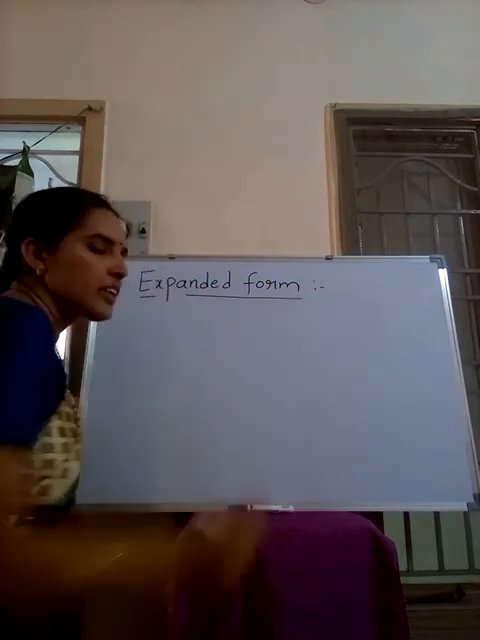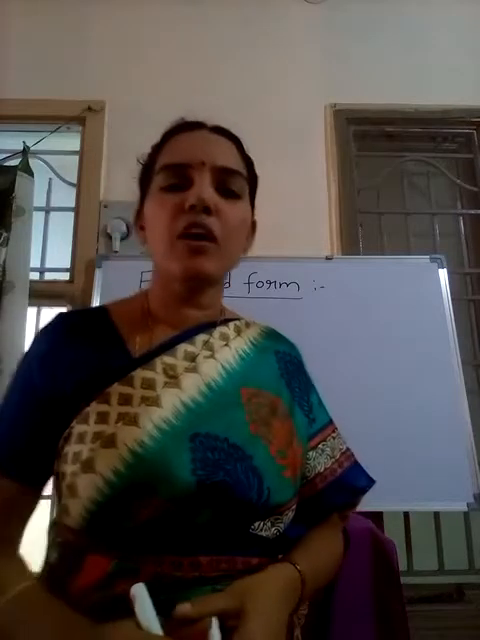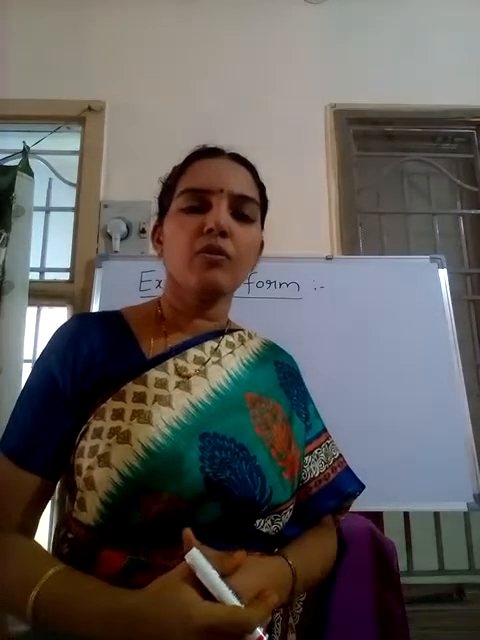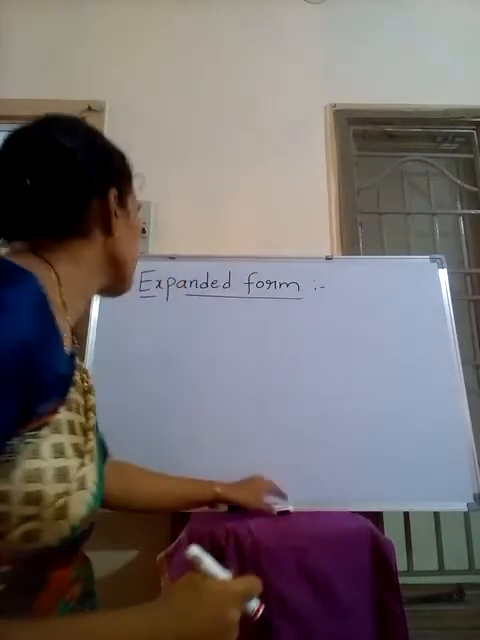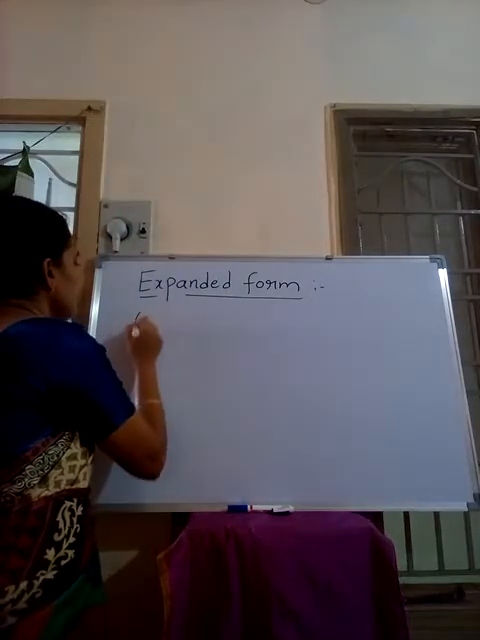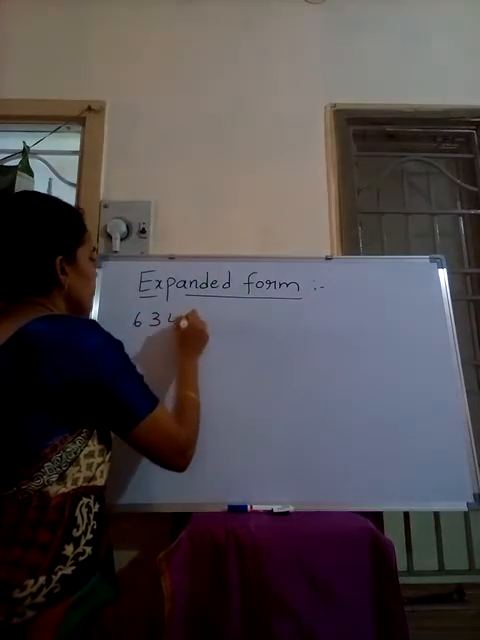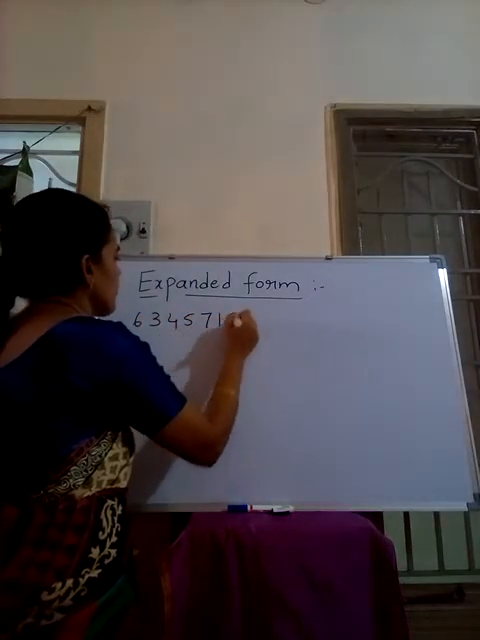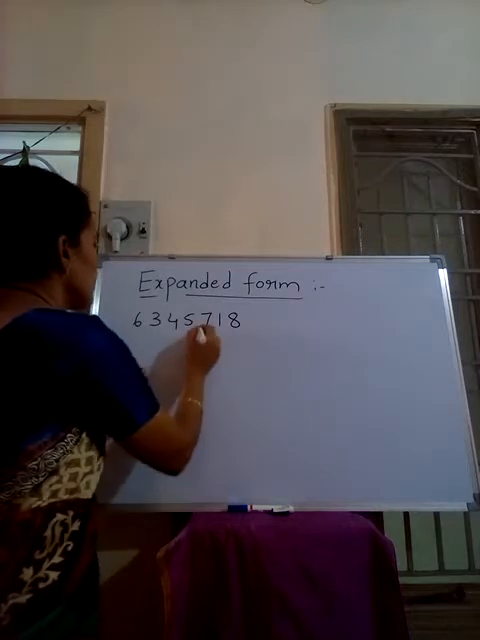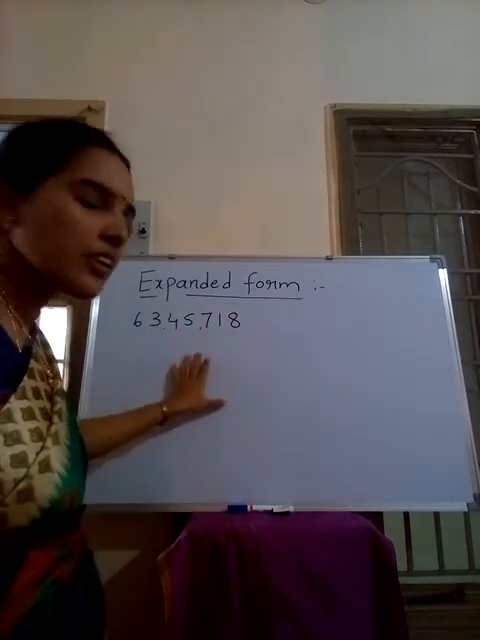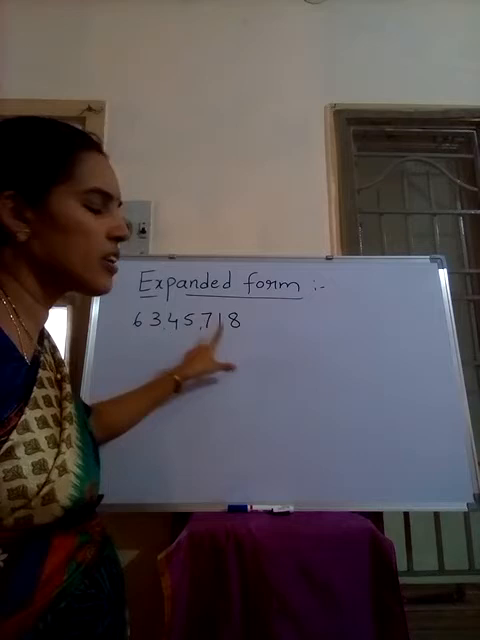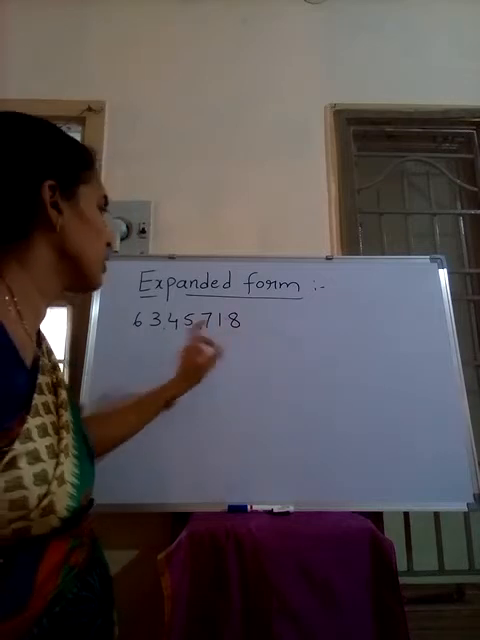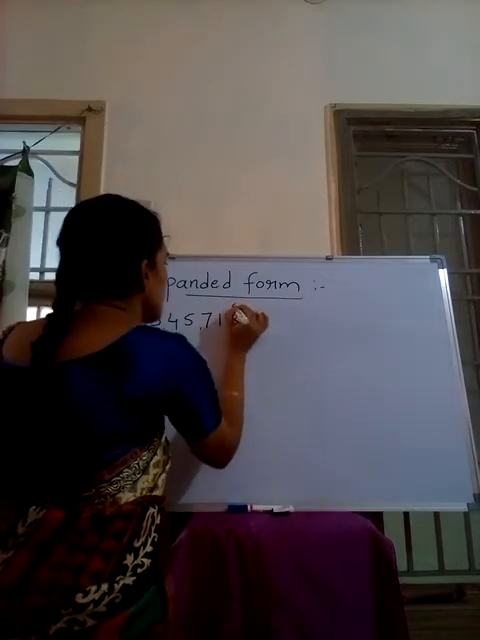Expanded form is writing the number as the sum of the place values of its digits. You know already the place values of the digits. Let's take one number. Now you know already how to read the number. The number is 63,45,780.